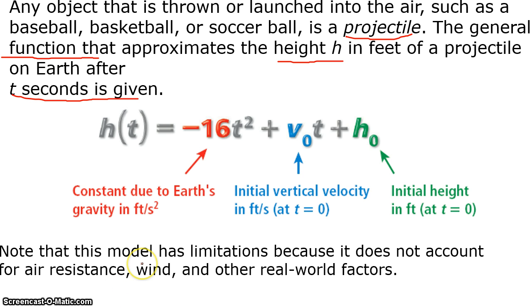So we have our constant, which is the -16, due to the Earth's gravity in feet per second. We have our initial velocity, and that is in feet per second, and our initial height. I want you to pause the video and copy this down before we continue. And I also want you to realize that the model will have its limitations because it doesn't account for things like air resistance and wind, and of course any other real-world factors that we have.